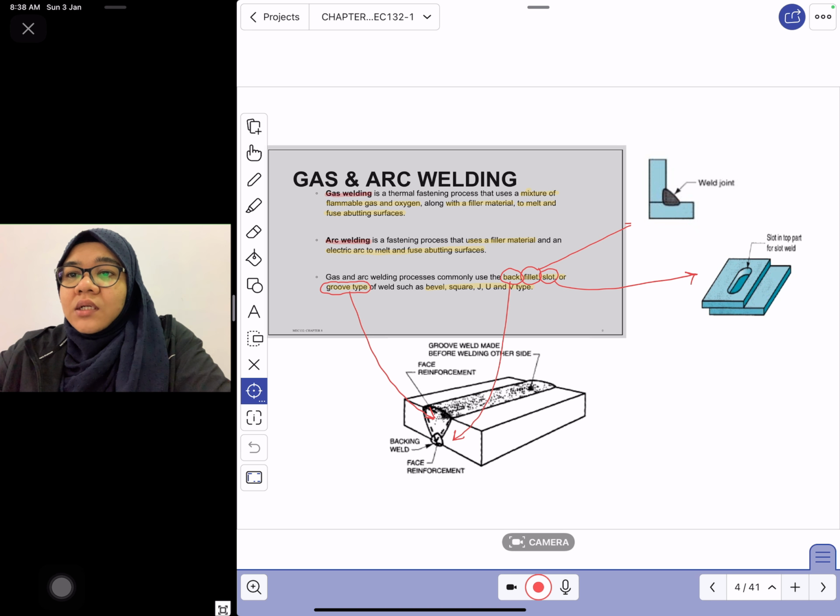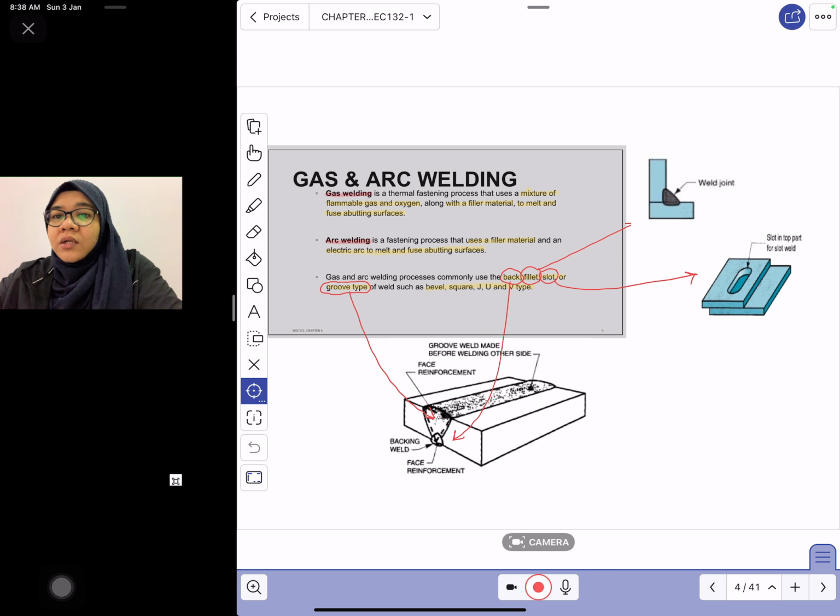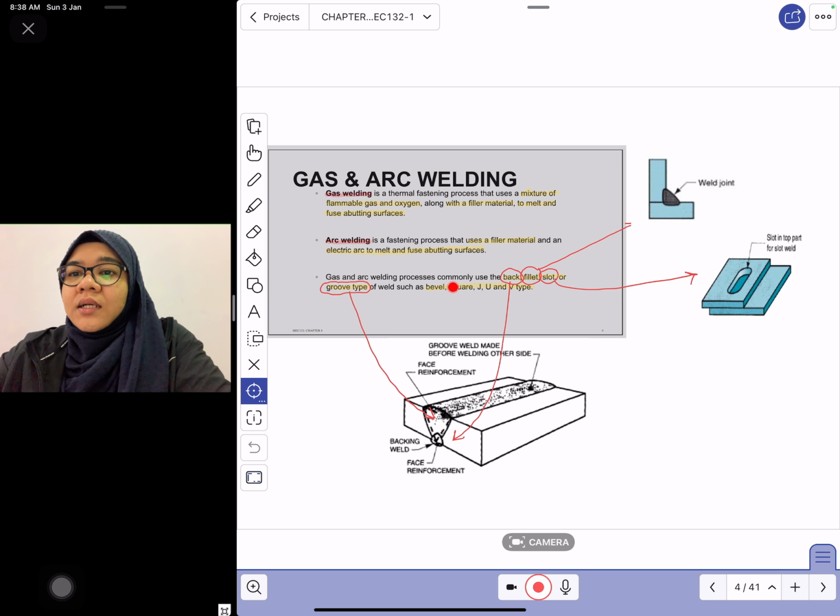Gas and arc welding processes commonly use back, fillet, slot or groove types of weld such as bevel, square, J, UV types and so on. We are going to discuss this kind of welding in detail later. For example, in short, I have also included pictures so you can clearly imagine the part. For back welding, we have it here at the bottom. And then for fillet, as in our drawing we have fillet radius and so on. So this is the joining. This fillet joining is called a rib.